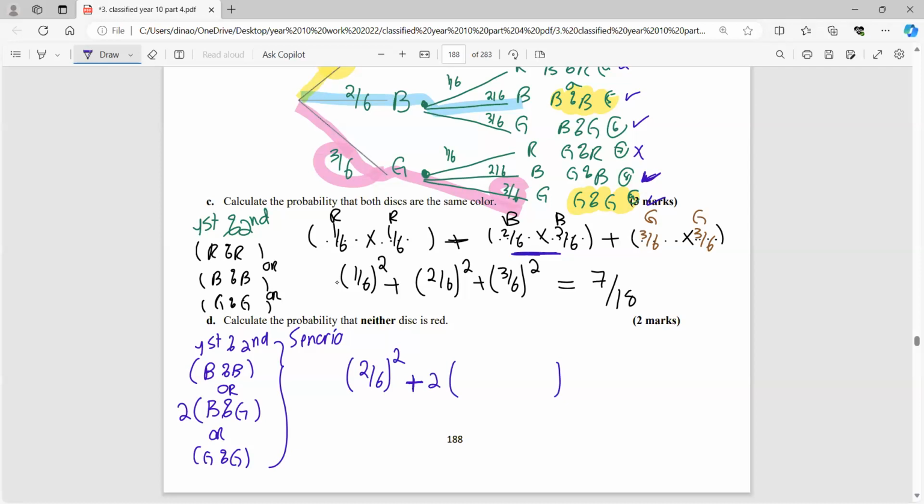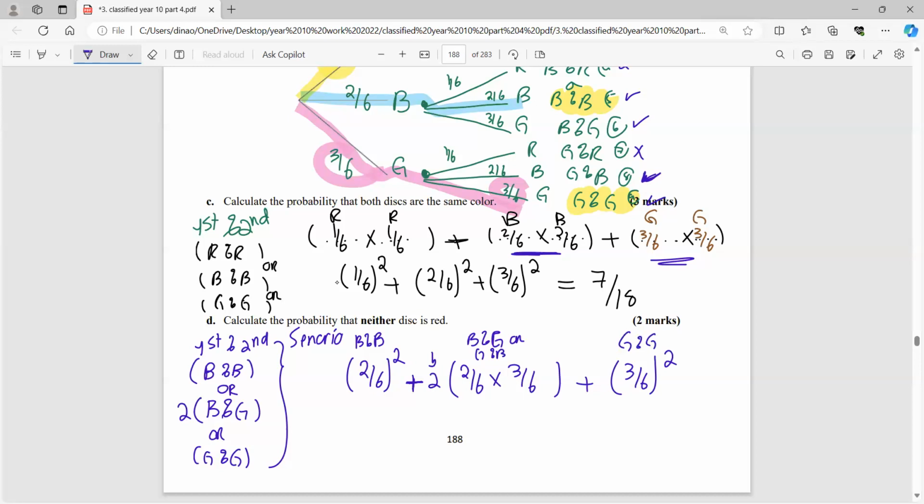Or, Miss, can we make it green and blue? Yes, it won't matter. Can we make it 2 separate brackets? Yes. The blue is 2 over 6 and the green is 3 over 6, plus green and green. Green and green is what we already wrote above, 3 over 6 all squared. So this is blue and blue. Here this is blue and green or green and blue. I just combined them in one bracket and put the 2 outside. And this here is green and green. These are all the options in which red is not included.